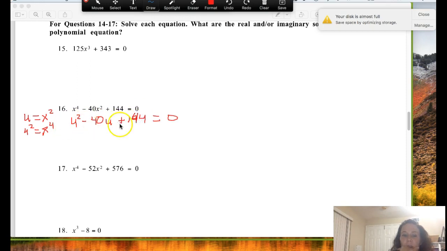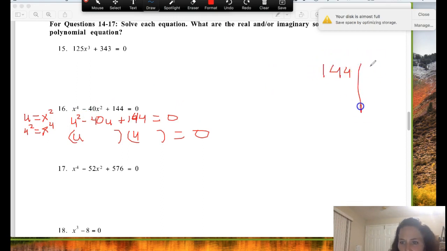In quadratics, I can factor like this. So u goes here and here. And what are the factors of 144 that add up to be 40? Let's see. 12 and 12, that's not going to give you 40. Let's see, 36 and 4, that does give you 40.